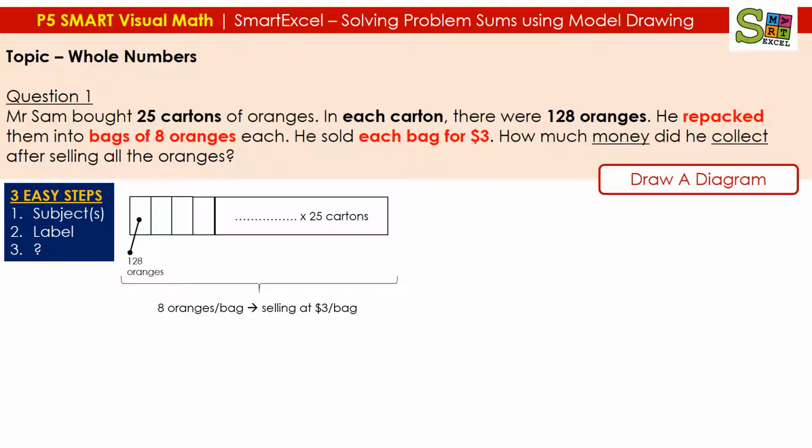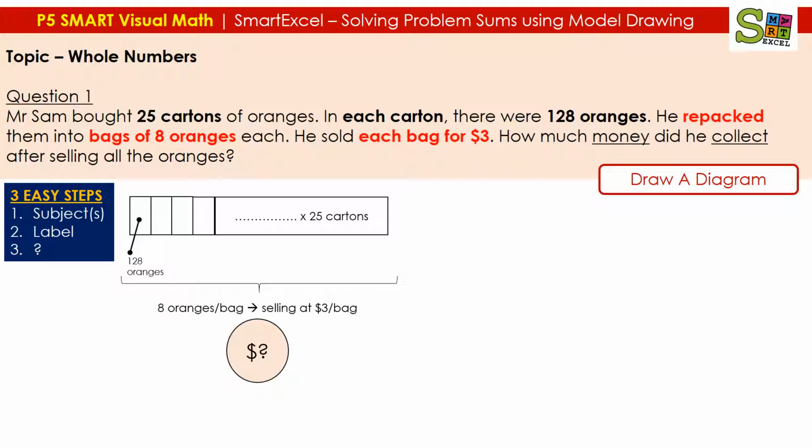Alright, and the question is, they asked you how much money did he collect after the selling. And so therefore we have the question mark, and you notice beside the question mark is in terms of dollars. So we need to find the dollars. That's how we can explain to our kids.